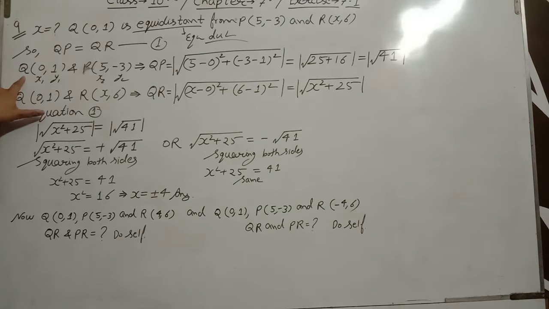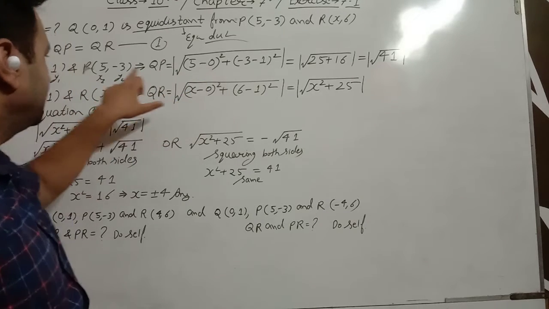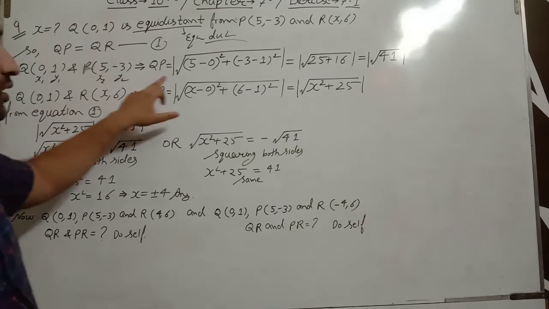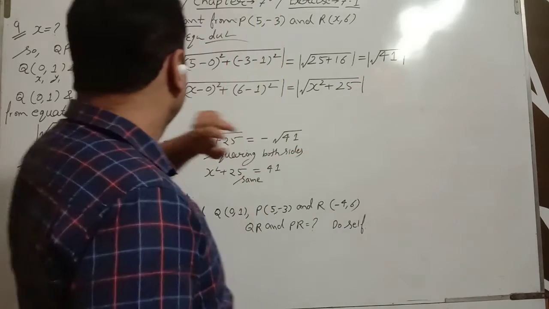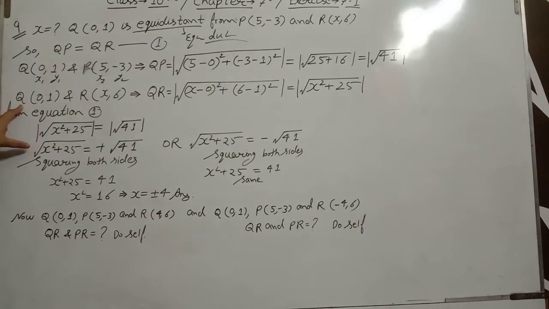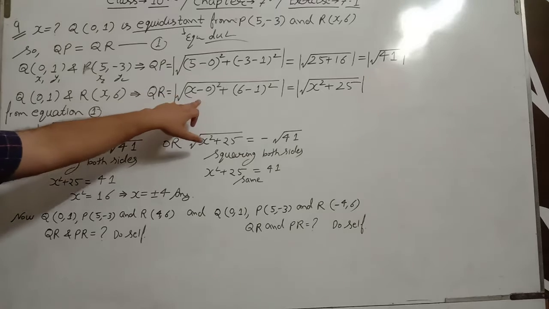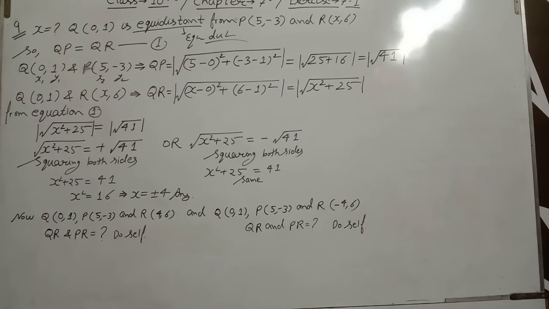So what are the coordinates? Q (0, 1), P (5, minus 3), taking them as (x1, y1) and (x2, y2). Using the distance formula, (x2 minus x1) whole square plus (y2 minus y1) whole square, and after calculation under root 41 in modulus. For QR, Q (0, 1) and R (x, 6), (x2 minus x1) whole square plus (y2 minus y1) whole square, under root x square plus 25.